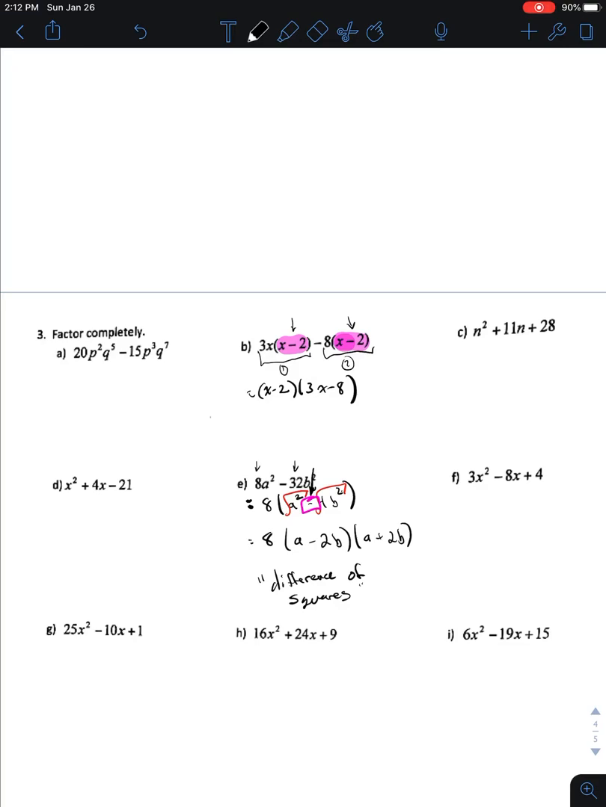X minus 2, 3x minus 8. Yep. It's pretty easy.